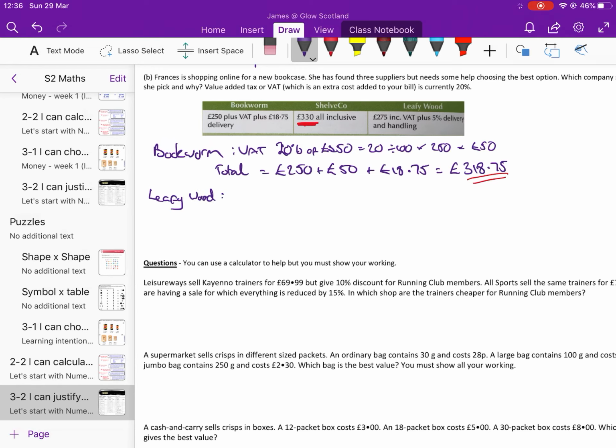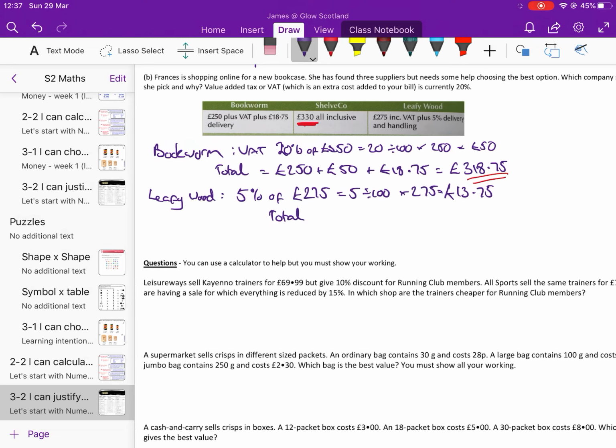For Leafy Wood, their offer is £275 including VAT, plus a 5% charge for delivery and handling. I'm going to need to work out what that delivery charge is: 5% of £275, and then I'll need to add that on. So 5 divided by 100 times £275. You've got your calculator there, so you can work that out fairly straightforwardly just by putting the calculation in. That's given me £13.75.